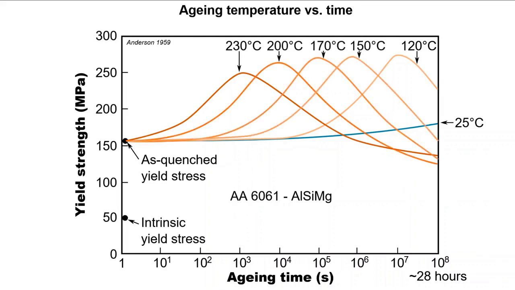We could fill in the gaps between 230 degrees Celsius and 120 degrees Celsius and see that there is a trend that starts to develop. While it takes longer to occur, the peak strength is achieved for the lower temperatures, held for longer periods of time. Held for too long, then there is the opportunity for the strength to decrease below the starting point, below the as-quenched state.